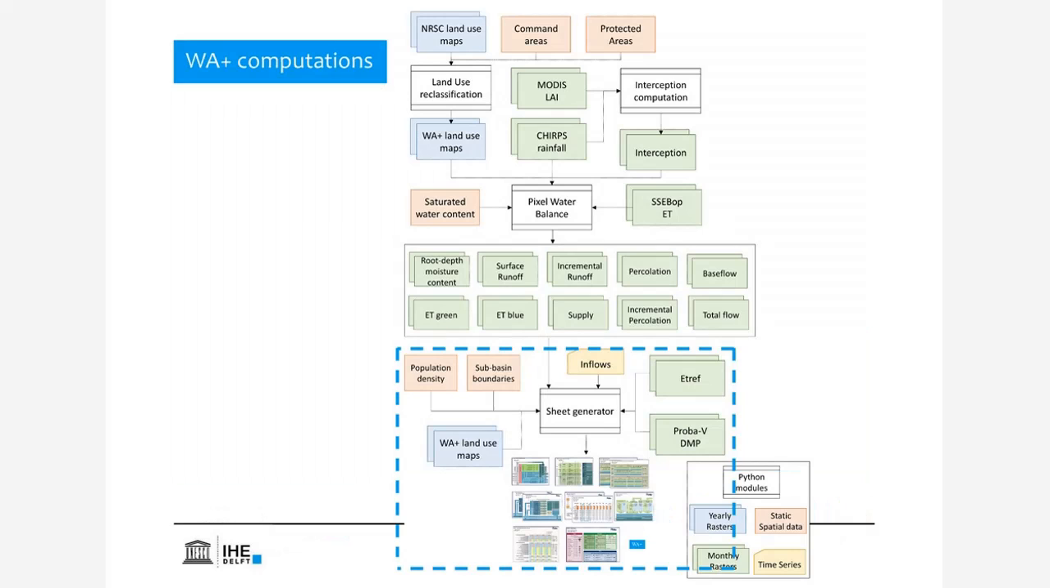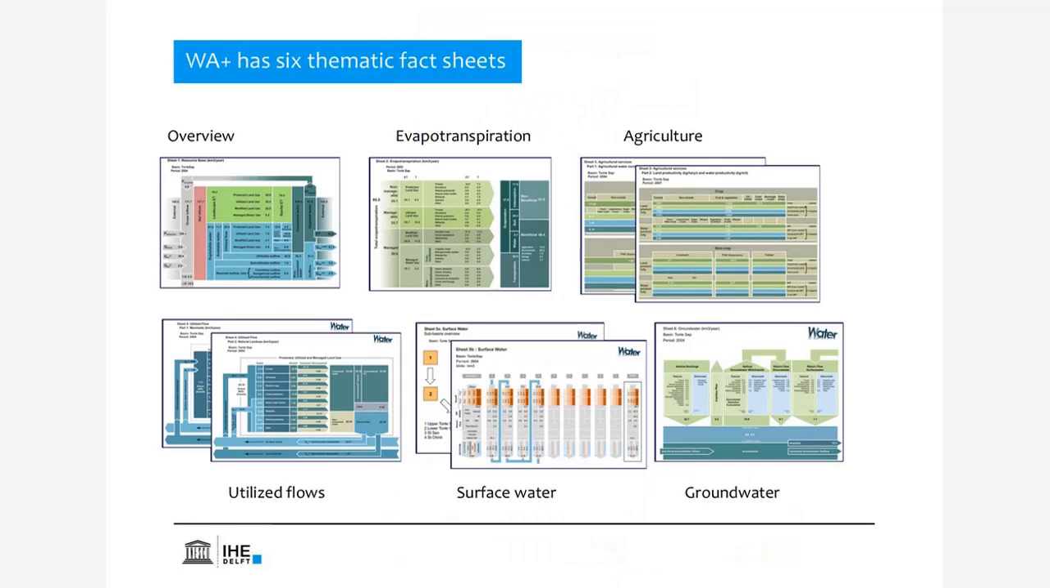So this is the scheme I showed at the beginning. We looked before at the creation of land use map and then interception calculation. Today, the soil water balance modeling for the calculation of the fluxes. And now we're going to use these fluxes to create the accounting sheets. These are the 6 accounting sheets we are going to talk about, and we will see in detail all of them.